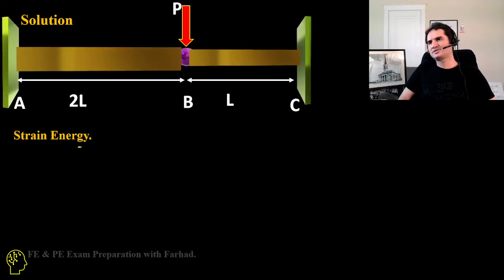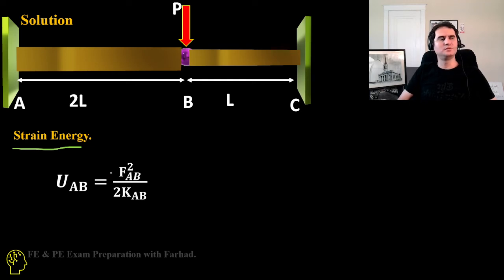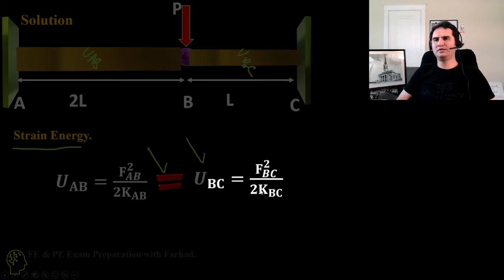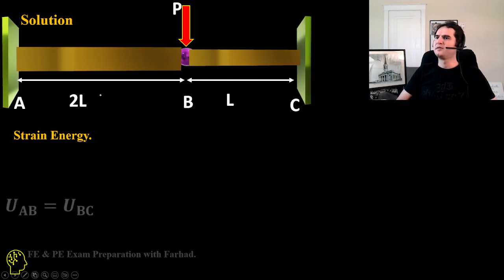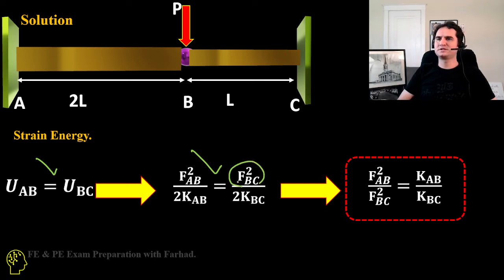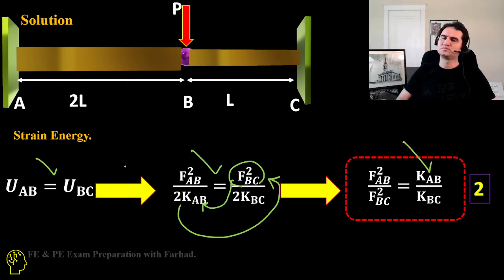So let's apply the strain energy, which is the same in the two parts due to the problem statement. UAB for the first part is equal to force AB squared over 2 times the stiffness of AB, and that is equal, based on the problem statement, to UBC, which is FBC squared over 2KBC. Then if these two are equal to each other, F squared over 2K of each of them are equal. And one can easily say, if you bring this down here and 2K over here, F squared AB over F squared BC is equal to the ratio of their stiffness. Let's call this equation 2.